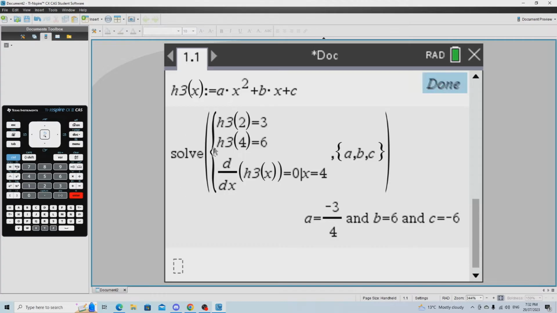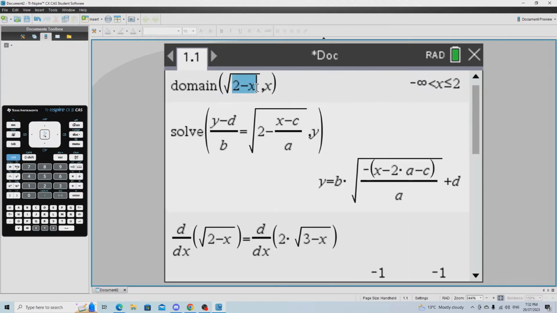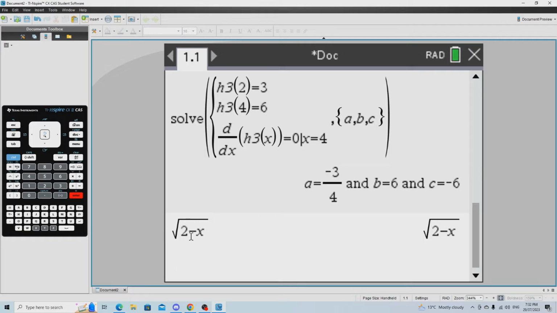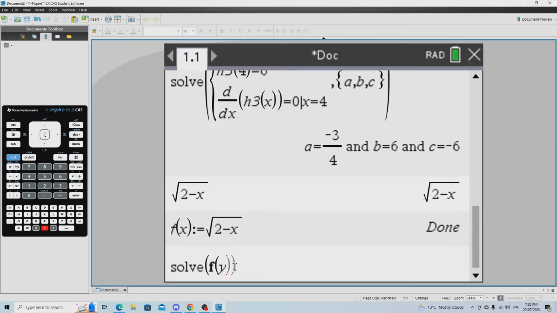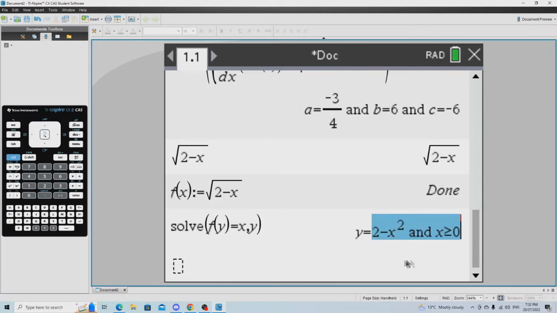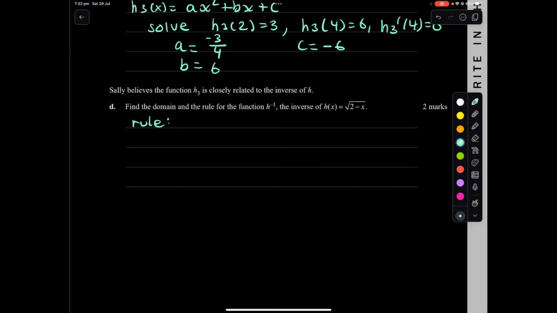So we know the function is this. Let me just put it over here. And let's define this function as f of x. So f of x is given. We define the function this. And what we want is the inverse. So if we want the inverse, we just solve f of y equals x for y. And we get this. So y equals, in this case, h inverse of x is equal to 2 minus x squared.